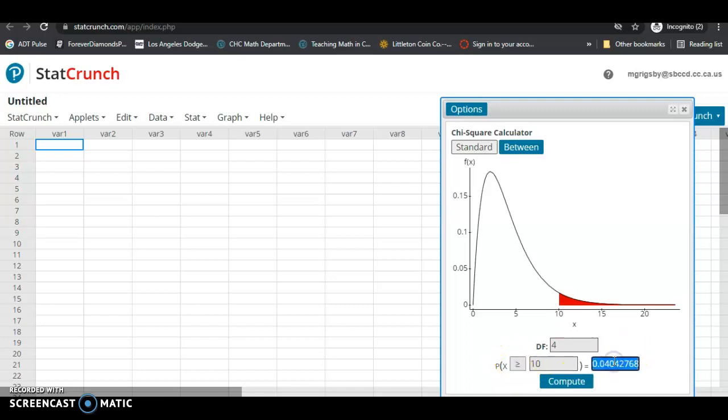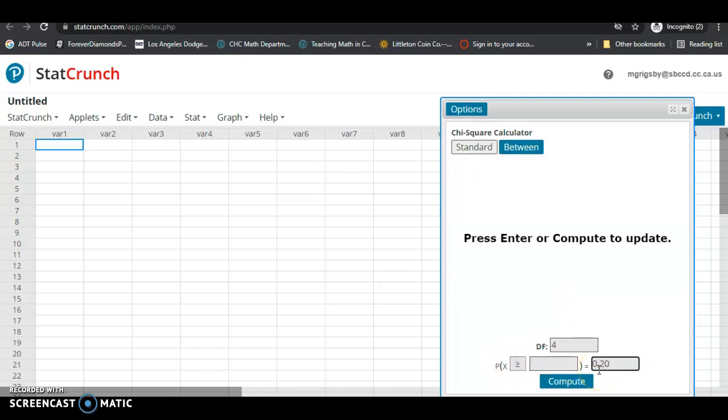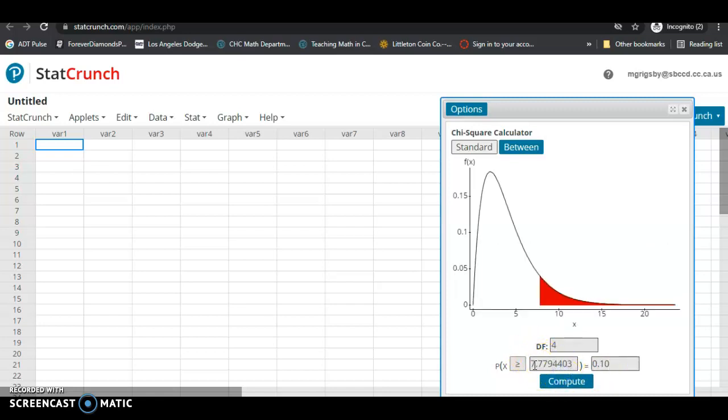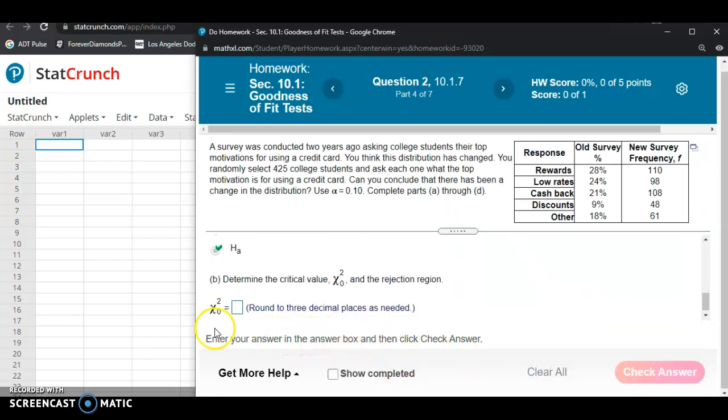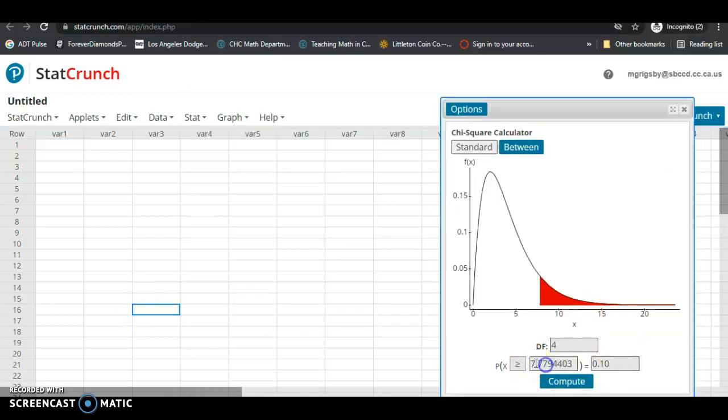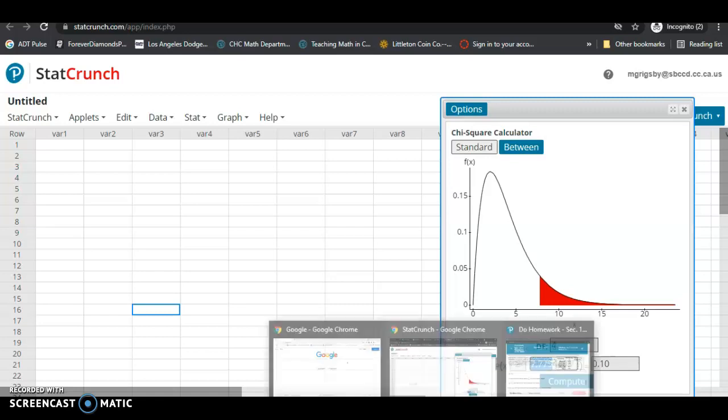In this box, we're going to type in the level of significance, which is 0.10. And in this box will be our critical value. Notice how the right-hand side of the graph is shaded, which is what we want because this is a right tail test. So this is our critical value here, and this is the corresponding rejection region shaded in red. I'm going to round that to 3 decimal places. So 7.779 would be the critical value.